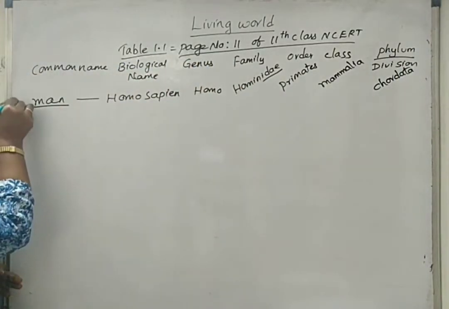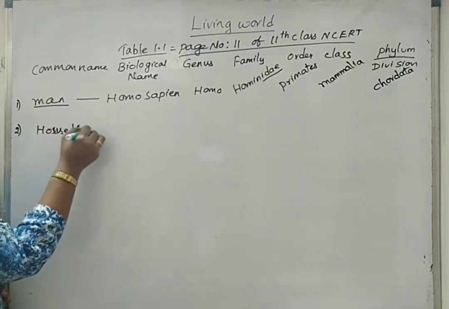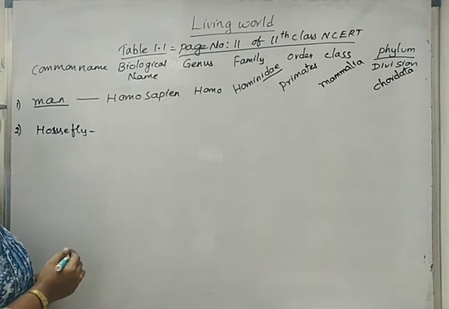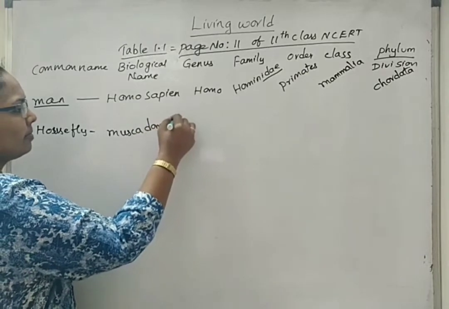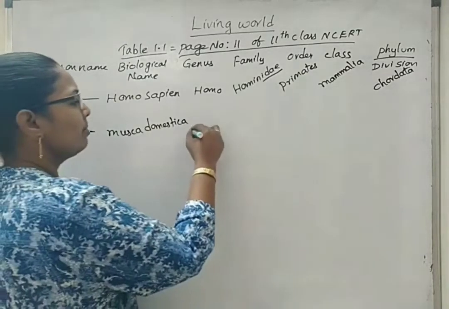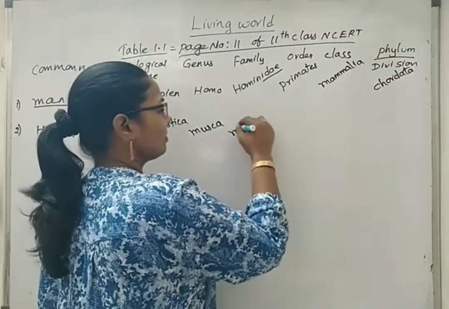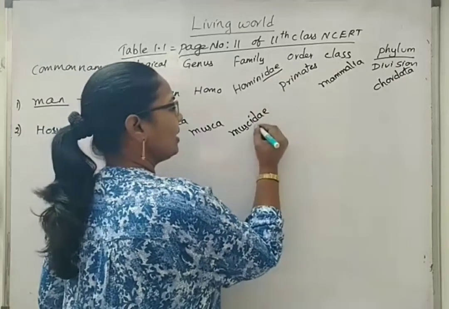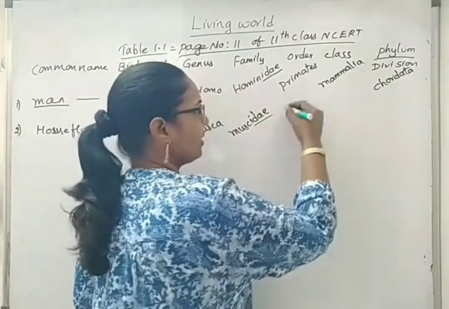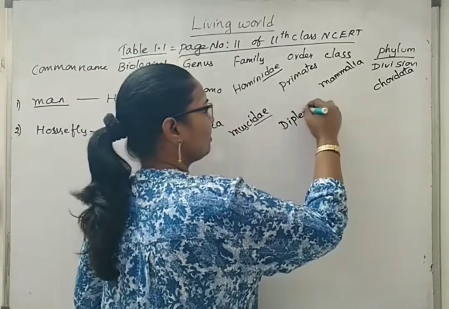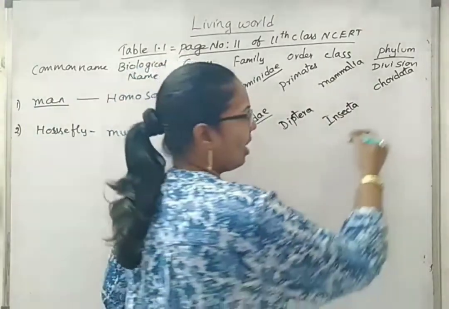In the same way, the second example is the housefly. Biological name is Musca domestica. Genus name is Musca and family name is Muscidae. Again here at the end I have used IDAE. Under order it is read under Diptera, under class Insecta, under phylum Arthropoda.